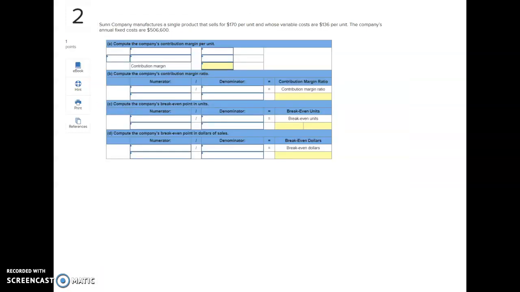Problem 2, you're doing contribution margin per unit, contribution margin ratio, break-even units, and sales. All these formulas are on pages 710 to 711. I would recommend making a formula sheet that you have handy as you're working through these problems. Then you can also have it when you work on the quiz and then when you get to the exam.